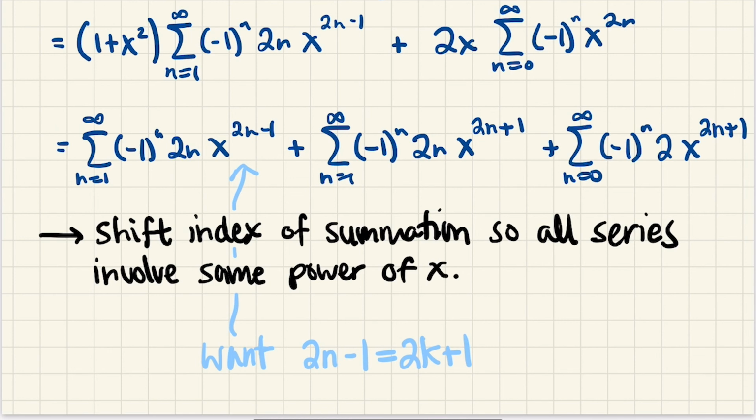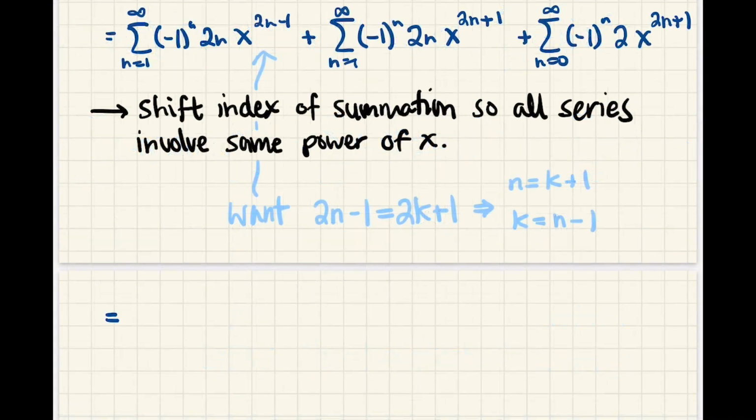Okay, so this tells us what? Solving for n, by adding 1 to both sides and dividing by 2, we're going to get n is equal to k plus 1. Or solving for k, we're going to get k is equal to n minus 1. So either form may be useful, depending on what we're going to do here. So we're going to replace all our n's with k plus 1. And that means that this power of x, by design, will be 2k plus 1.